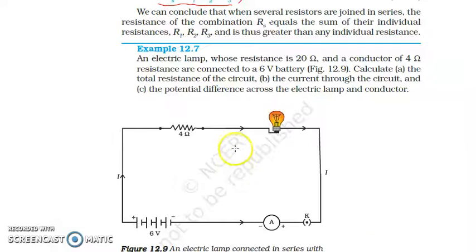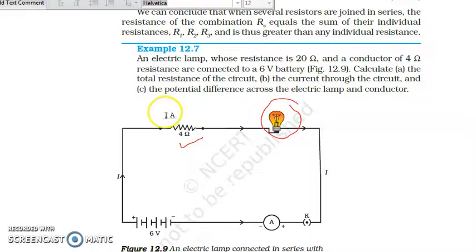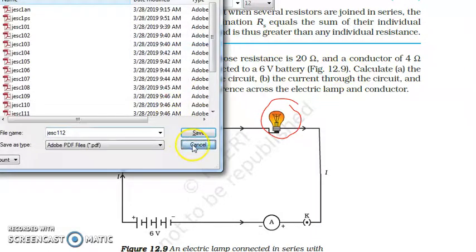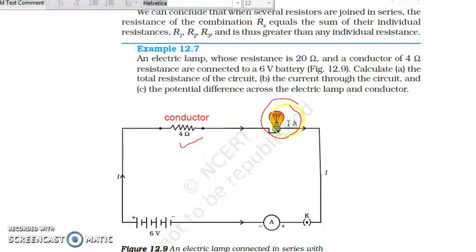It says an electric lamp whose resistance is 20 ohm. This is an electric lamp that has been given to us in the figure, and the resistance of this electric lamp is 20 ohm, and a conductor of 4 ohm resistance. This is the conductor. Let us name this as well so that you can get a better idea. So this is your conductor and this is your lamp that we have. The diagram, I hope it is clear to you.